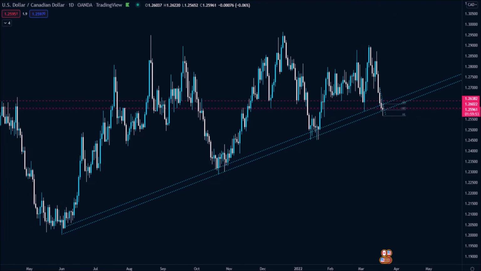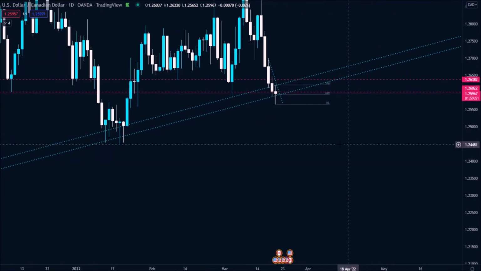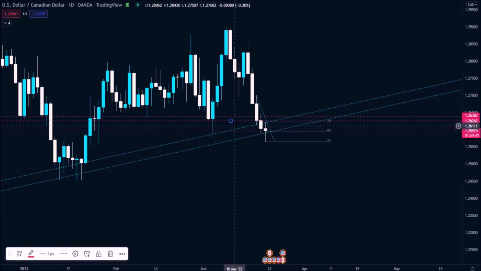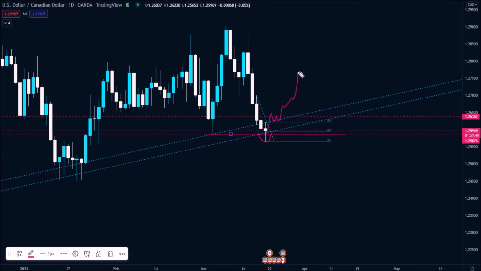What I'd be interested in is if I can just zoom in, really how we close at this low. Let's just take that back down again. You can see it looks like we're sweeping it, and that might be a raid that leads to higher prices, but we really need to wait for that close and to see if it is a raid or not.